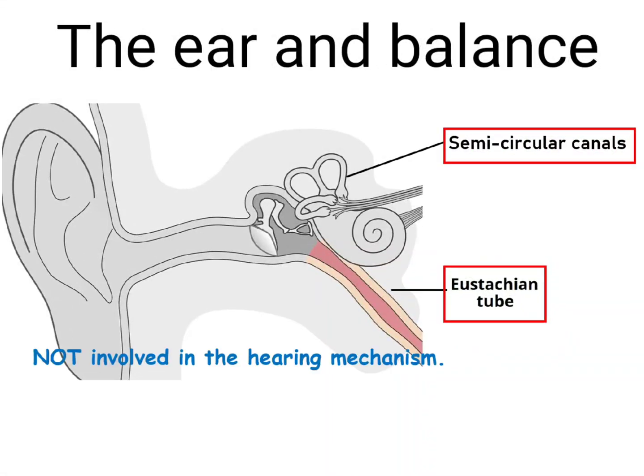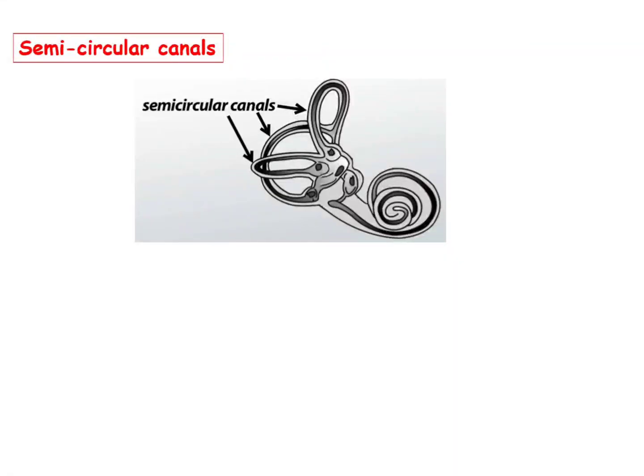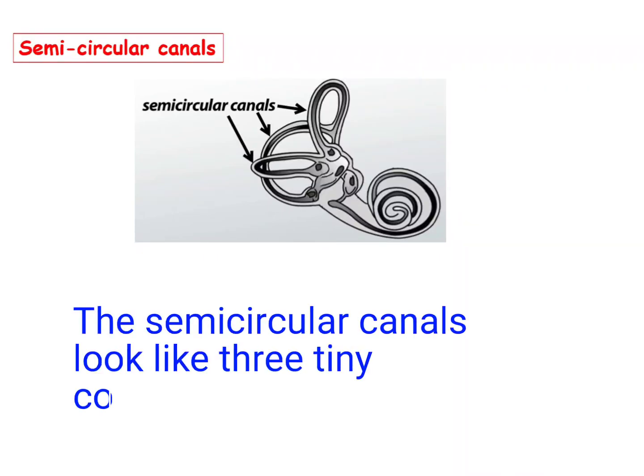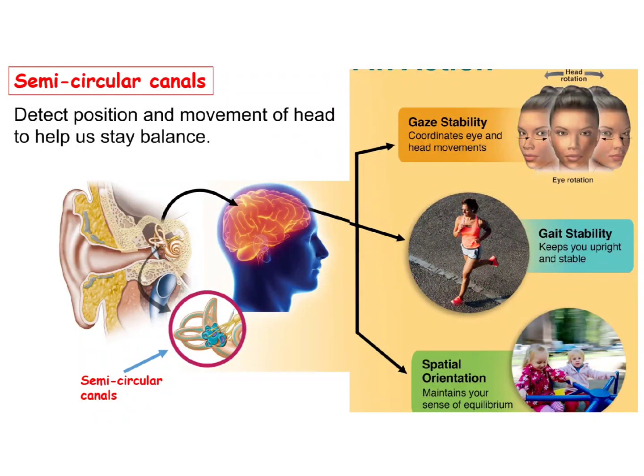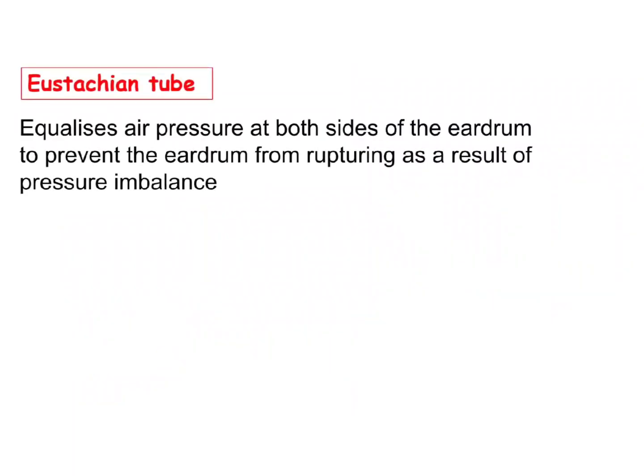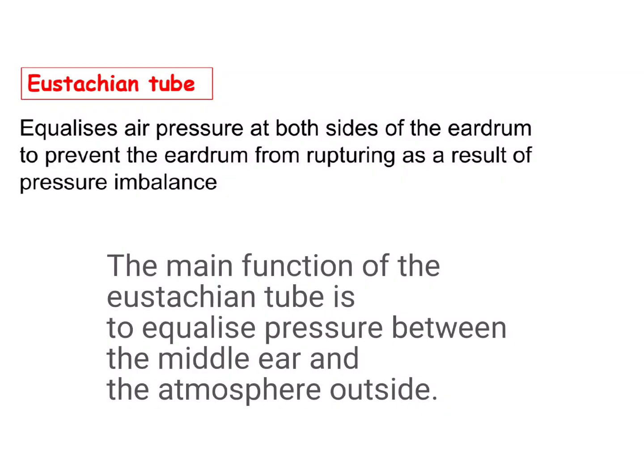Semicircular canals and the eustachian tube are not involved in hearing. Let's see the functions of the semicircular canal in our inner ear. The semicircular canal looks like three tightly connected tubes. The semicircular canal detects the position and movement of the head to help us stay balanced. Lastly, the eustachian tube. The eustachian tube balances the air pressure on both sides of the eardrum.